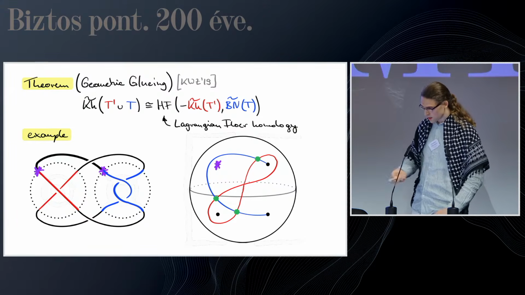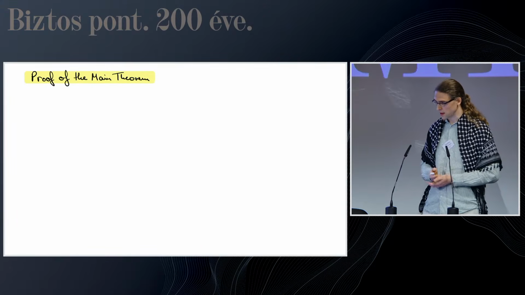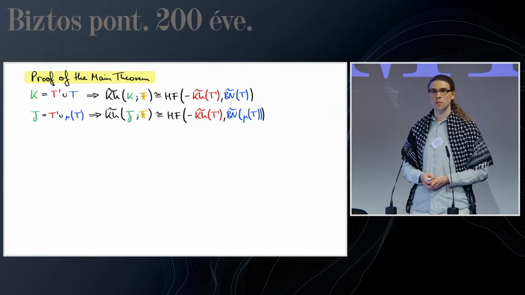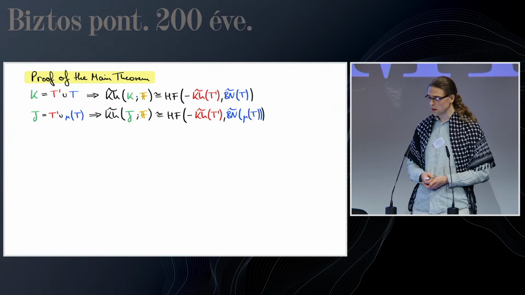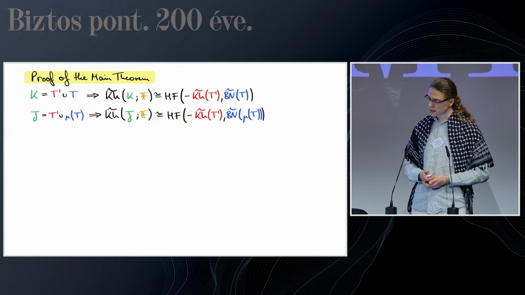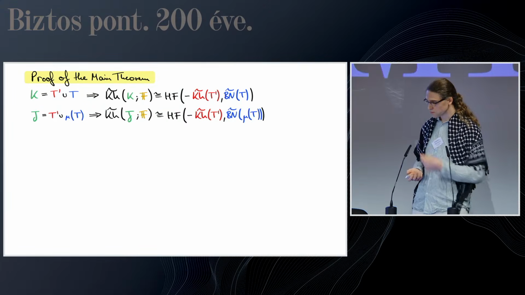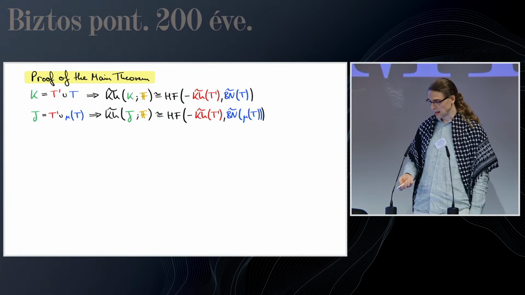Okay. Then let's prove the theorem. So what do we do? We take our two mutant knots, decompose them into these tangles, T prime and T, mutate T, and we apply the gluing theorem and express the Khovanov homologies in terms of their Lagrangian Floer homologies. Okay, the first component stays the same, and only the second one is mutated. So there we see the minus signs.